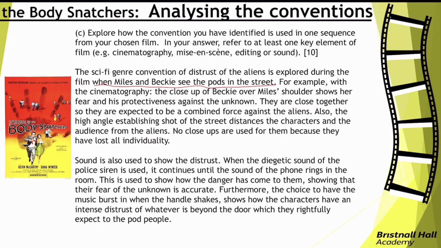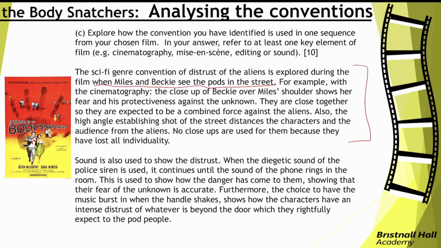For example, with the cinematography, the close-up of Becky over Miles' shoulder shows her fear and his protectiveness against the unknown. They are close together, so they are expected to be a combined force against the aliens. Also, the high-angle establishing shot of the street distances the characters and the audience from the aliens. No close-ups are used for them because they have lost all individuality. So that brief analysis there would cover several of the bases. If I just stopped there, I'd probably get about 4 marks for that. But because I've gone further, I get more marks.